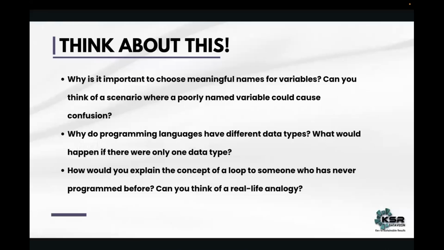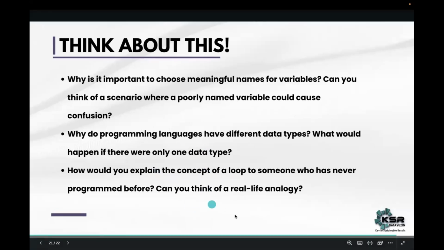Most of the names which I gave were meaningful. If you give names like int a is equal to 5, think about in what scenarios these poorly named variables could cause confusion. Why do programming languages have different data types? What would happen if there were only one data type? I think I have answered this, but if you find any other reason, you can also think about this. We'll think about this tomorrow after I take tomorrow's class.